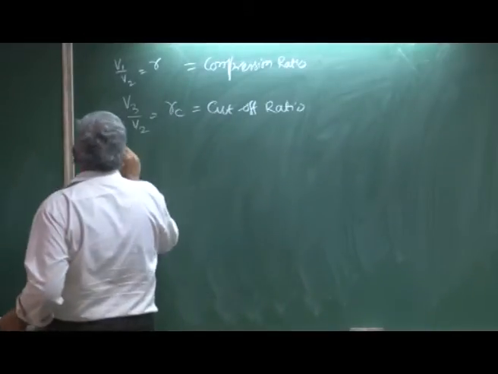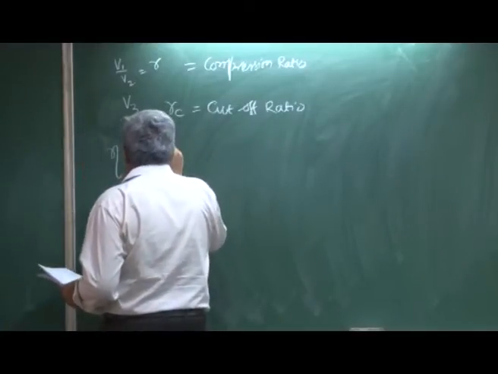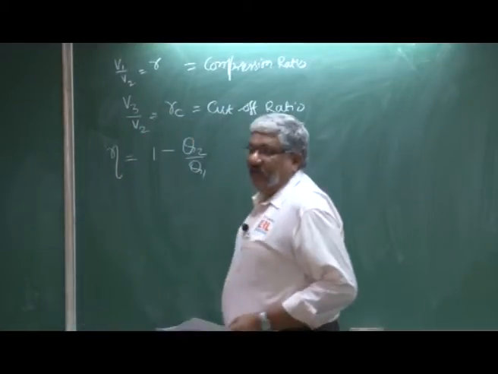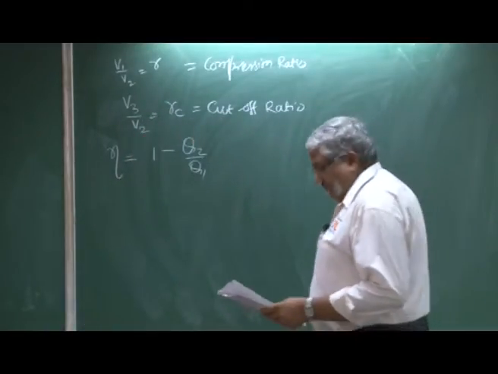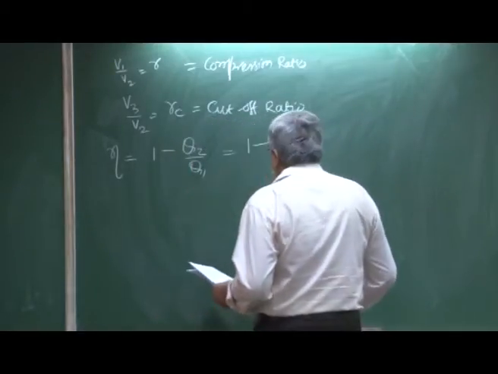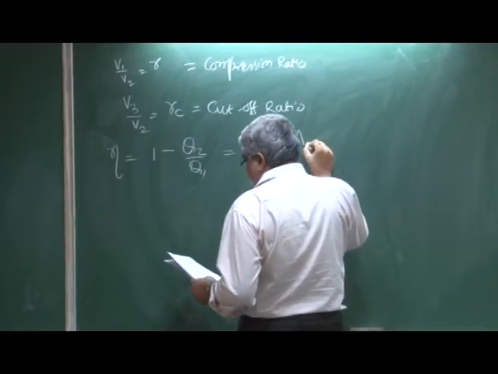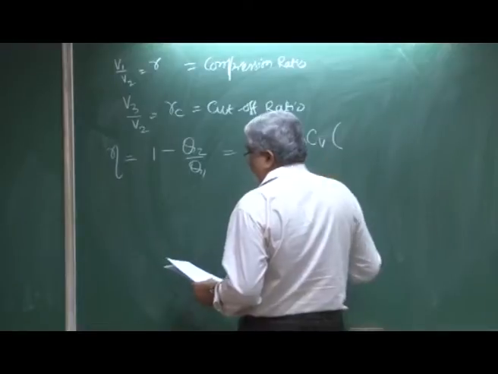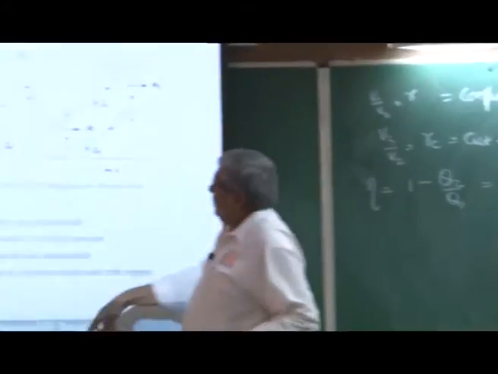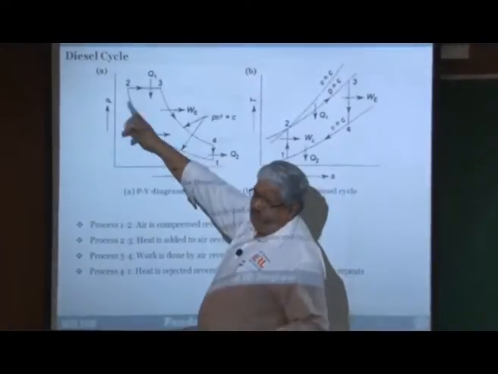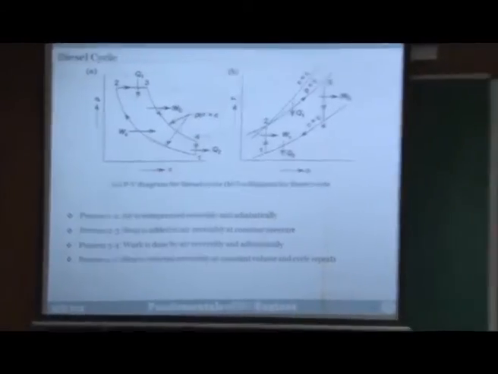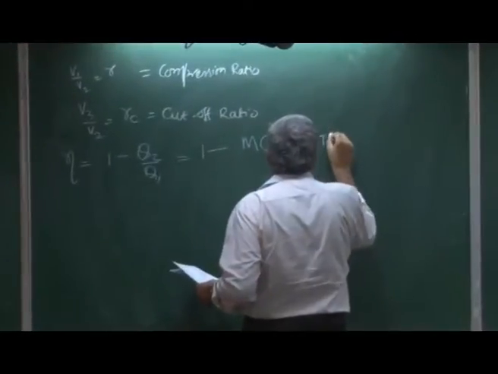So again, if you have to define the efficiency of this cycle, this will be 1 minus Q2 upon Q1. Q2 is the heat rejected and Q1 is the heat put into the system. So what can we write? 1 minus, what is Q2? Heat rejected is at constant volume, and heat supplied is at constant pressure. So you have to be careful here. When you write Q2, this is m Cv (T4 minus T1).